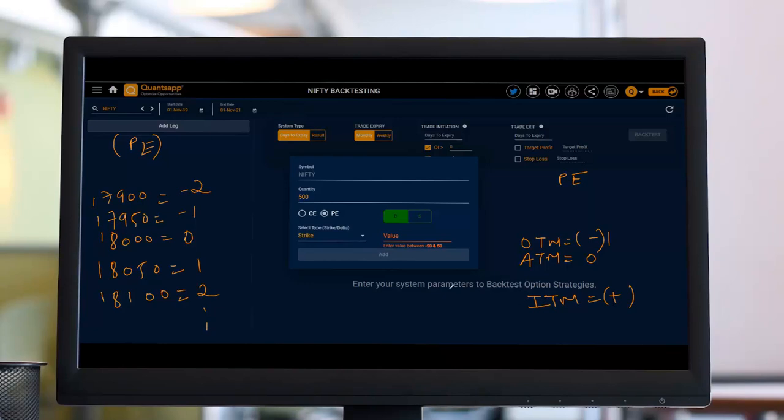Okay, the only thing is the input which we give will still remain the same, only because put options have vice versa moneyness. Because of that we need to change our inputs.